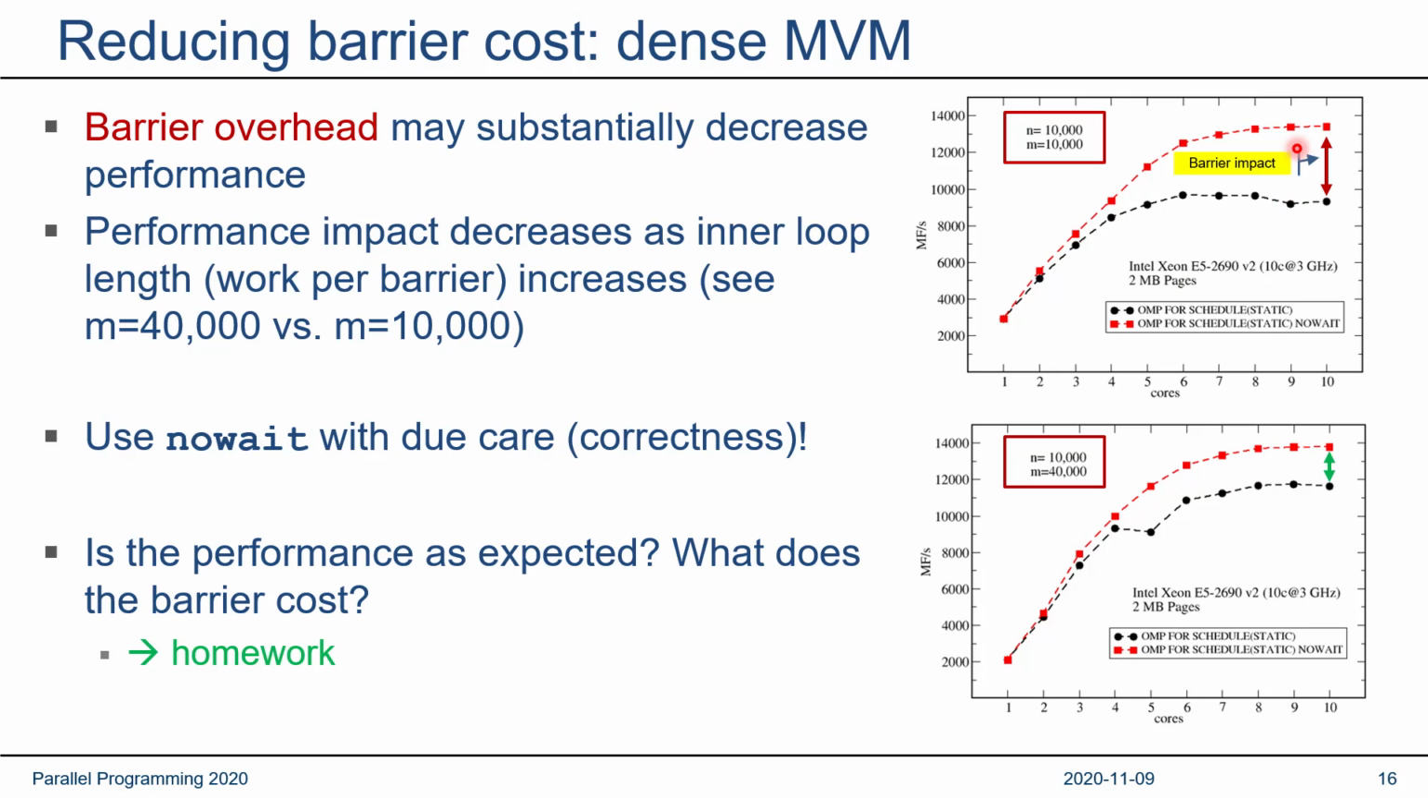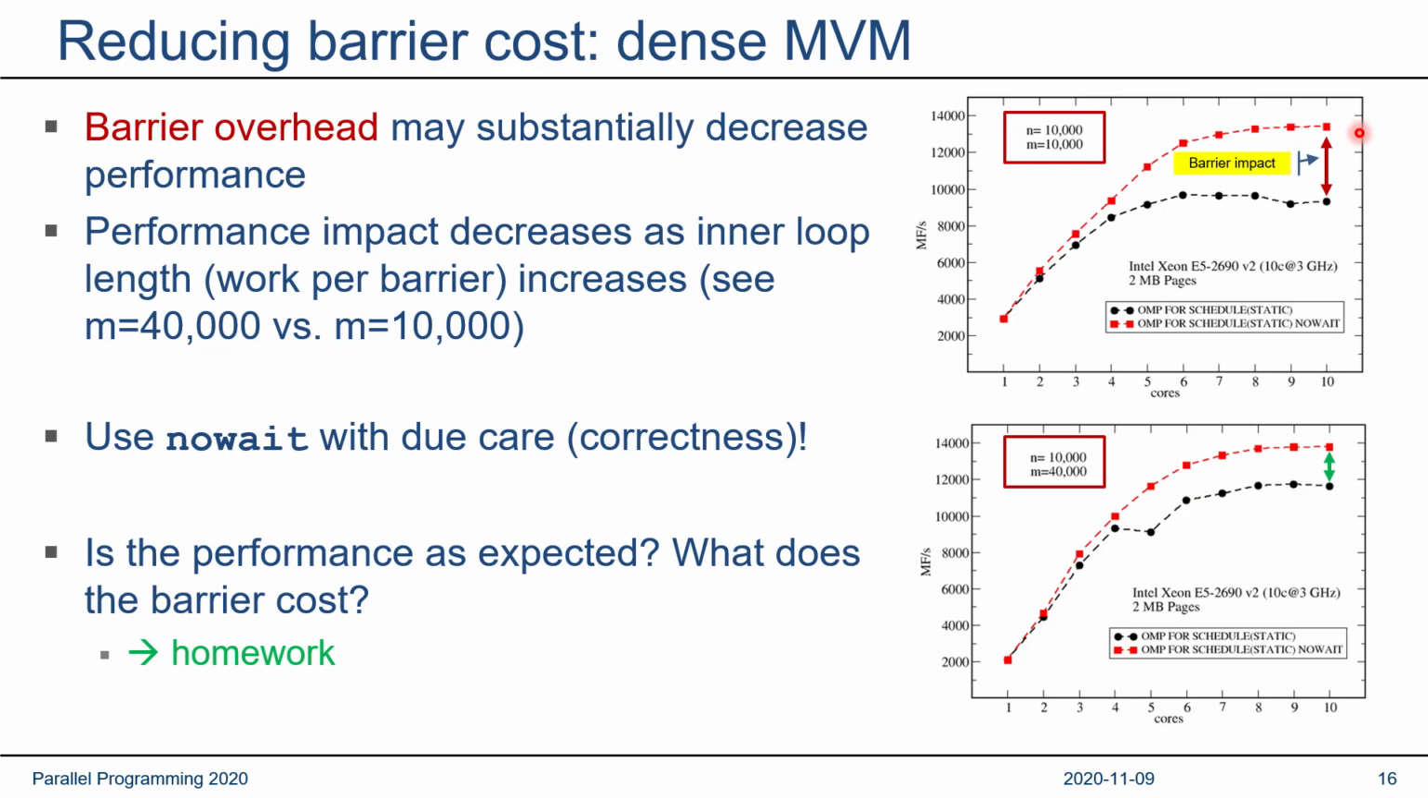Now, looking again at these numbers, there are two questions that you could ask here. First of all, is the performance for the no wait, for the barrierless case, as expected? You see the performance tops out here at about 14 gigaflops. Now, if you know the details of this machine, you can actually calculate what the expected performance is. I told you in the roofline lecture.